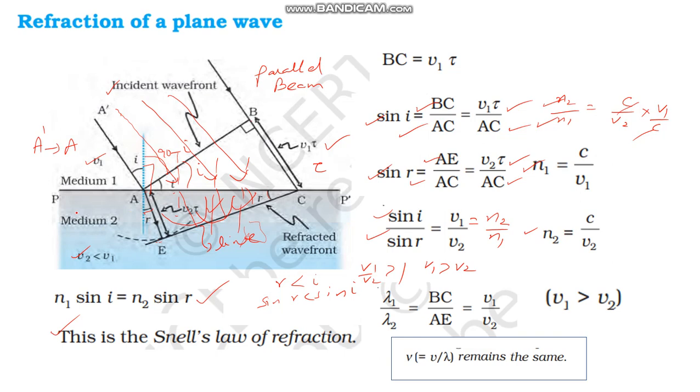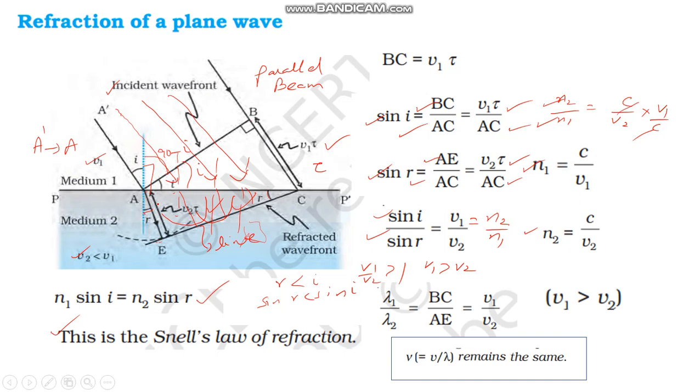Maybe this medium is water and this medium is air. So from air to water, when the light rays are entering, the speed is dropping and this ray is going close to the normal. So this is a direct contradiction to what Newton has proposed. This is an important point you have to note.